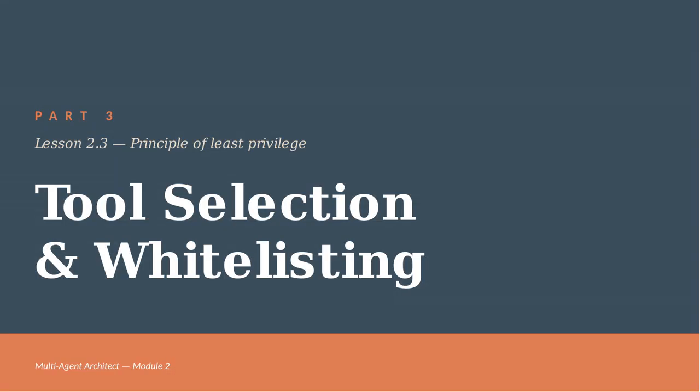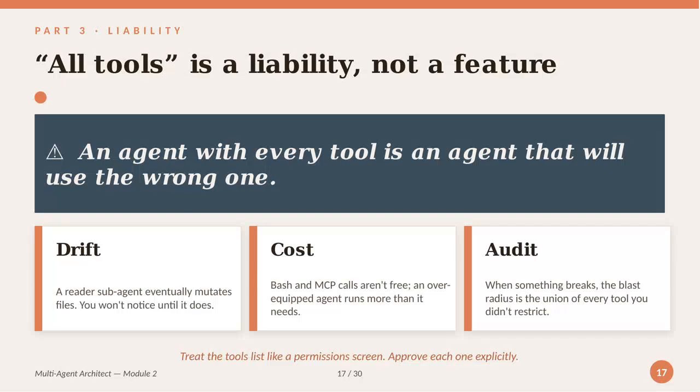Part 3. Tools. Principle of least privilege. The blast radius. Default state of a subagent file: omit the tools field, inherit the parent's full toolset. It's the path of least resistance, and it is almost always wrong. An agent with every tool is an agent that will, eventually, use the wrong one.